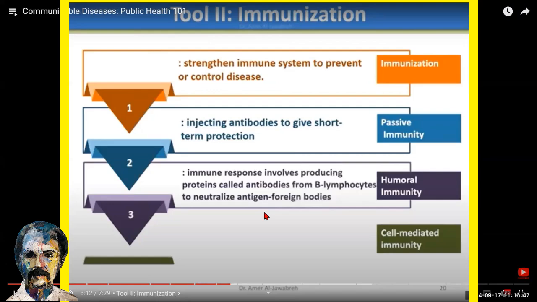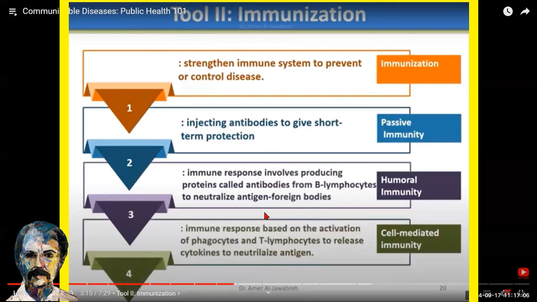Lymphocytes. Which lymphocytes? B lymphocytes. And they develop into plasma cells, and then they produce antibodies. That's humoral immunity. On the other side, we have cell-mediated immunity, in which there are no antibodies involved, but rather activation of T lymphocytes or phagocytes like monocytes, T lymphocytes, which release interleukins, cytokines, lymphokines, and then they activate.